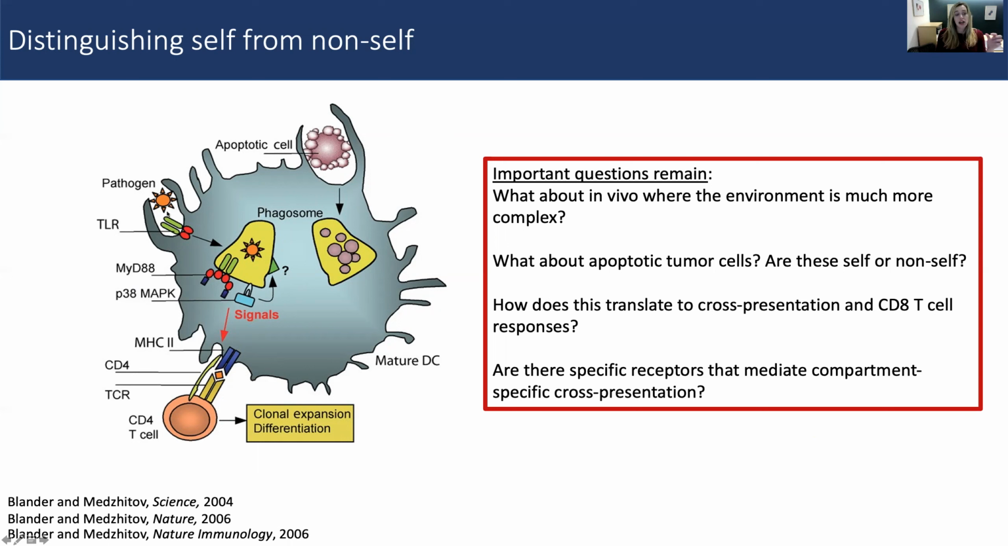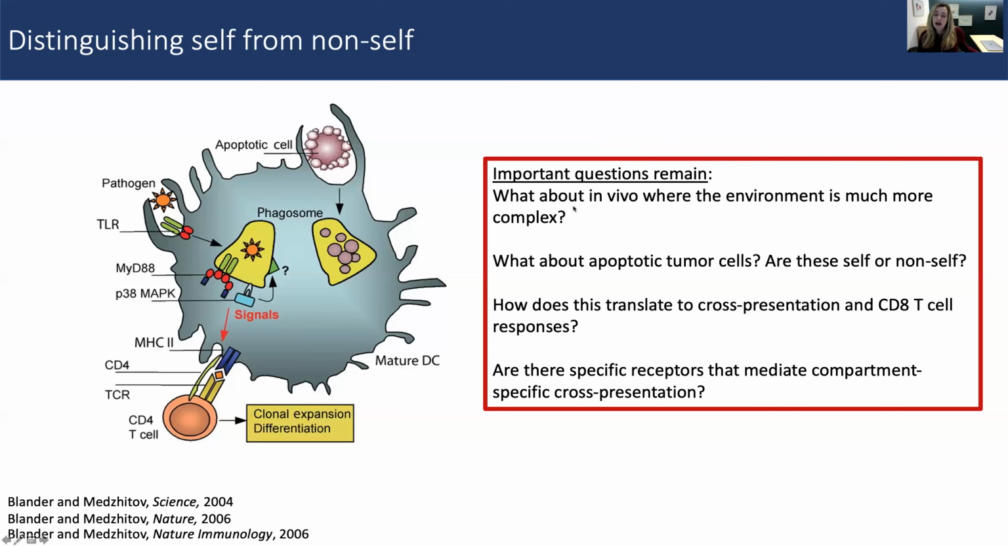The apoptotic self cell did not have TLR signaling in that phagosome, and so it was not allowed to access the antigen presentation pathway, and so you did not get responses to self. This work was really elegant and beautifully done, and since then, it presents a lot of questions about how this mechanism may be engaged in vivo, as well as engaged in the context of different types of antigen.